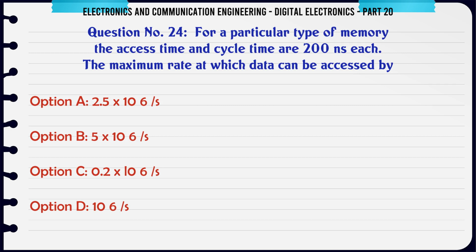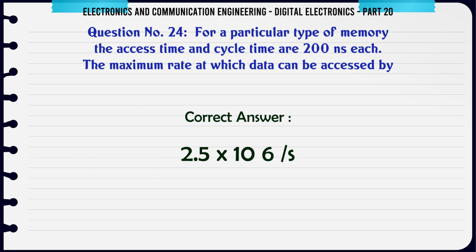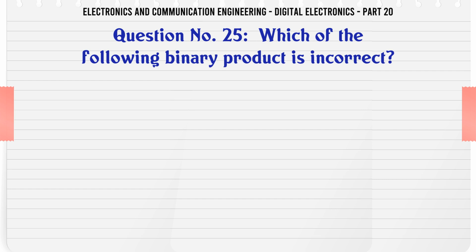The maximum rate at which data can be accessed by A is 2.5x10^6/s, B 5x10^6/s, C 0.2x10^6/s, D 10^6/s. The correct answer is 2.5x10^6/s.